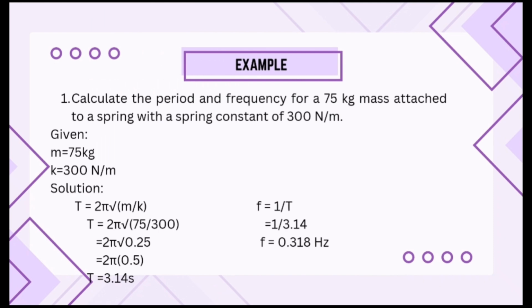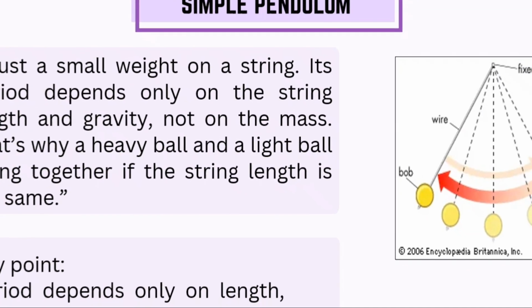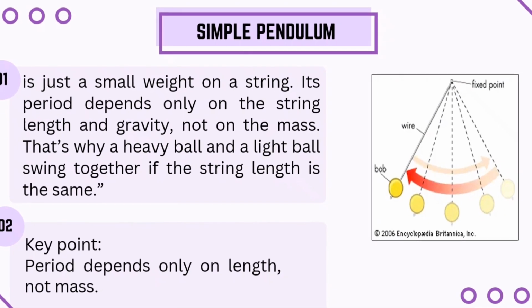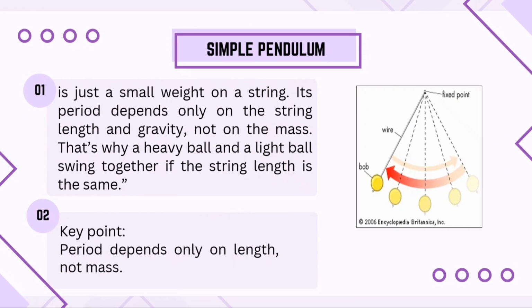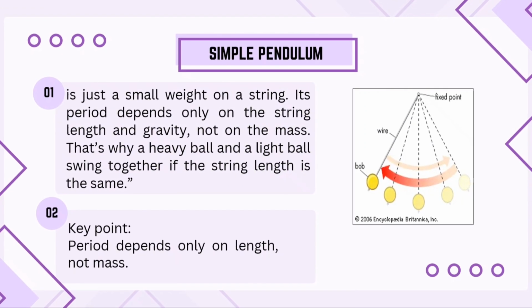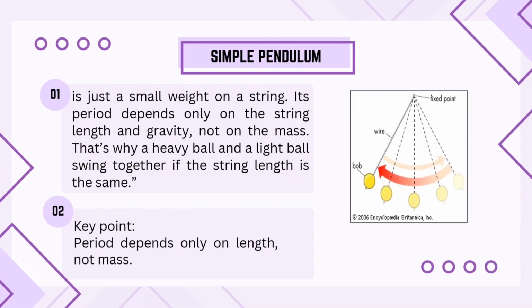Now, substitute the givens into the formula. Copy the 2 pi square root of m, which is 75 kg, divided by k, which is 300 N/m. Equals 2 pi square root, and the result of 75 divided by 300 is 0.25. The square root of 0.25 is 0.5, and then multiply 2 pi and 0.5, and the answer is 3.14 seconds.